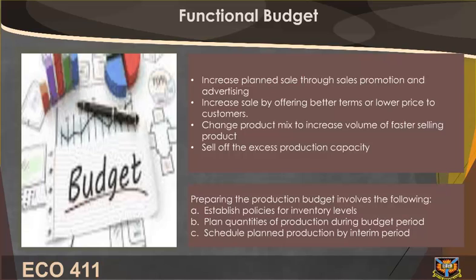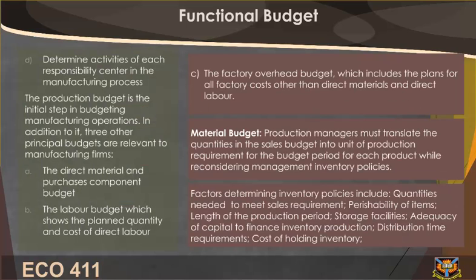Preparing the production budget involves the following. A. Establish policies for inventory levels. B. Plan quantities of production during the budget period. C. Schedule planned production by interim period. D. Determine activities of each responsibility center in the manufacturing process.